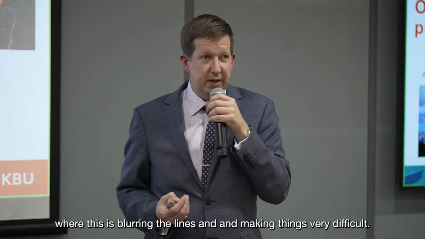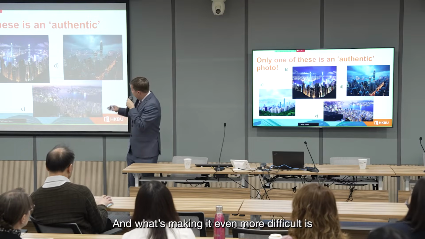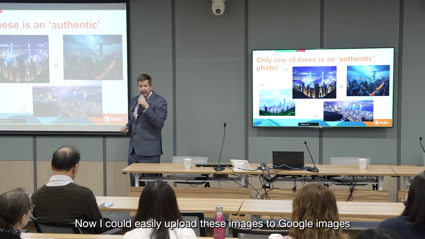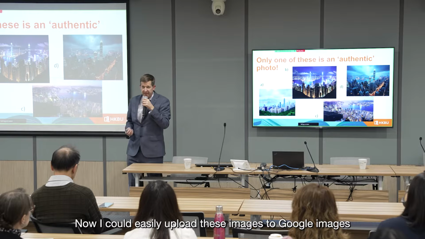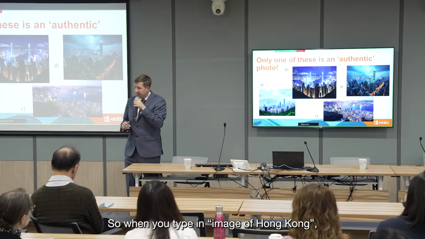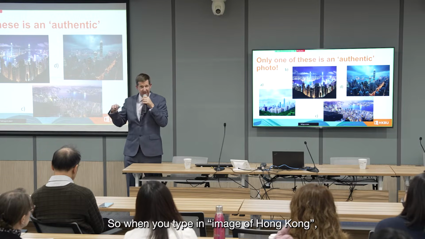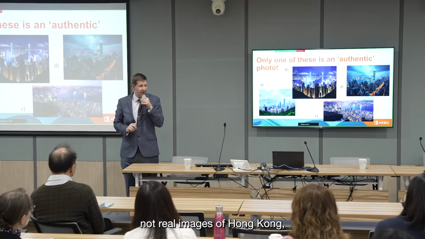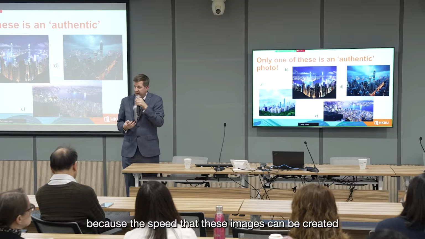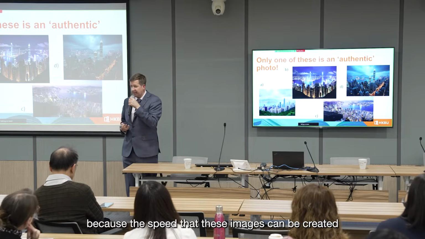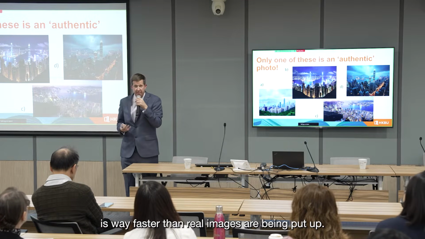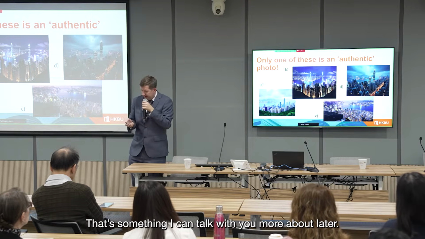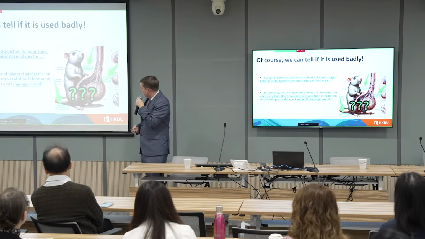And what's making it even more difficult is I've generated these images now. I could easily upload these images to Google Images as images of Hong Kong. So when you type in image of Hong Kong, you'll get AI-generated images of Hong Kong, not real images of Hong Kong, because the speed that these images can be created is way faster than real images are being put up. Okay, that's something I can talk with you more about later.